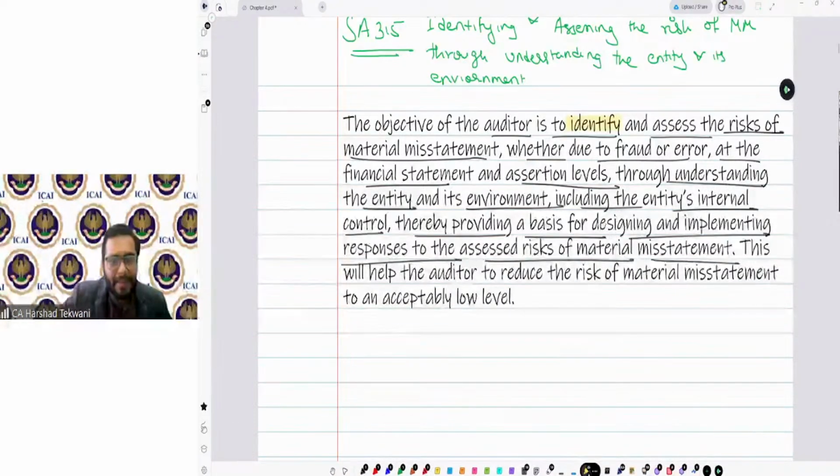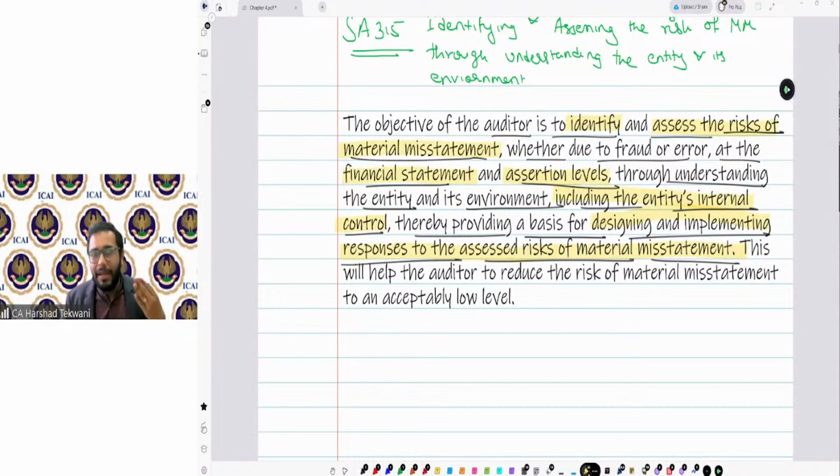This one: identify and assess the risk of material misstatement at assertion and financial statement levels through understanding the entity, and then include the entity's internal control. That we did. Now what we need to understand is designing and implementing a response to the assessed risk of material misstatement. That is again part of SA 330, where you decide what to do once you identify a risk and how to proceed. That is the third part I was talking about.